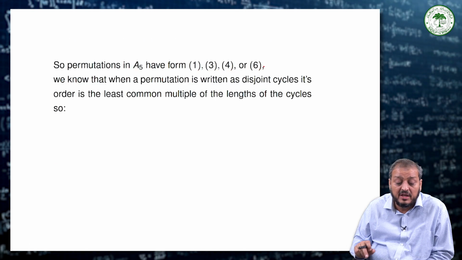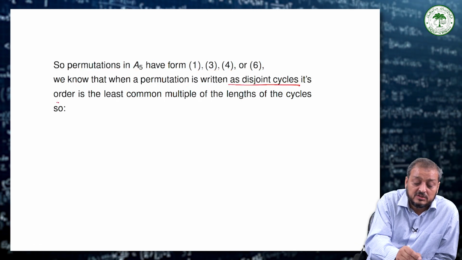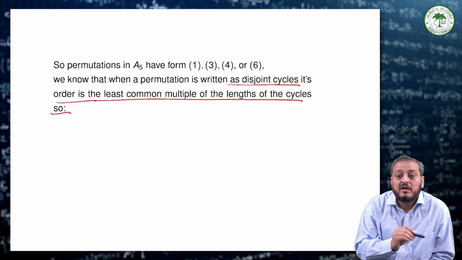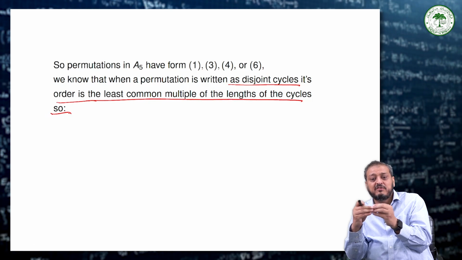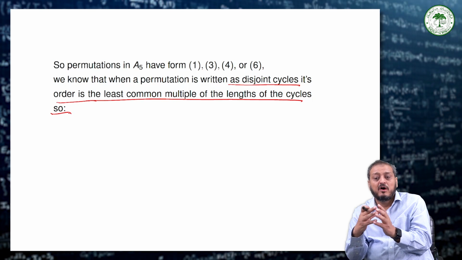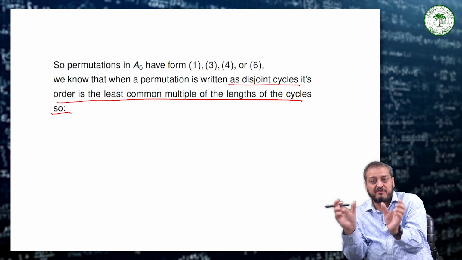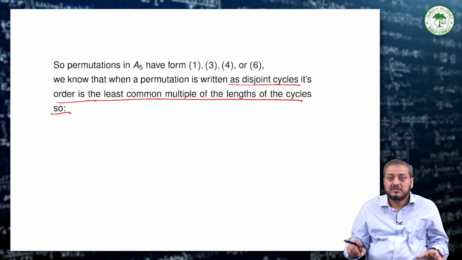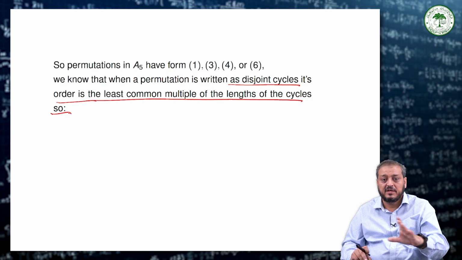We know that when a permutation is written as disjoint cycles, its order is the least common multiple of the lengths of the cycles. So if we write a permutation as disjoint cycles, then the order is the least common multiple of the lengths of the cycles. If we have a 3 cycle and a 5 cycle, we take the LCM of 3 and 5 to get the order.